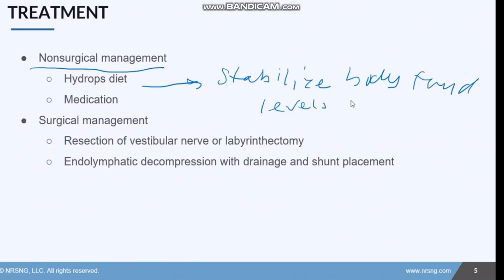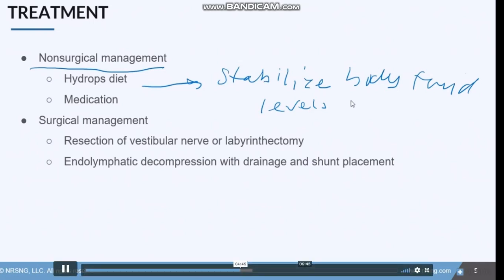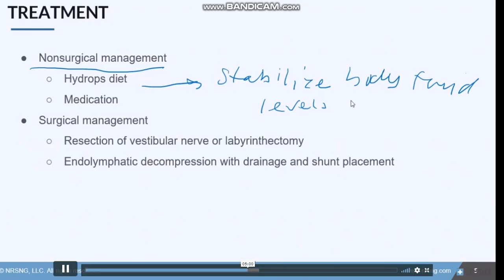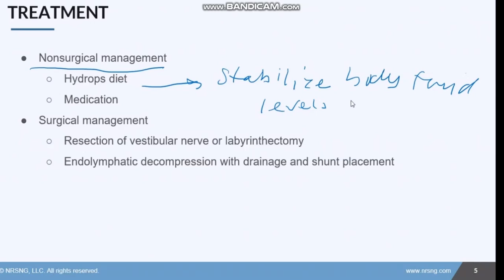Considerations with this diet include even food intake levels throughout the day, avoiding foods high in salt, ensuring adequate fluid intake while minimizing caffeine intake. Patients should also minimize alcohol and avoid foods with MSG in them with this diet.